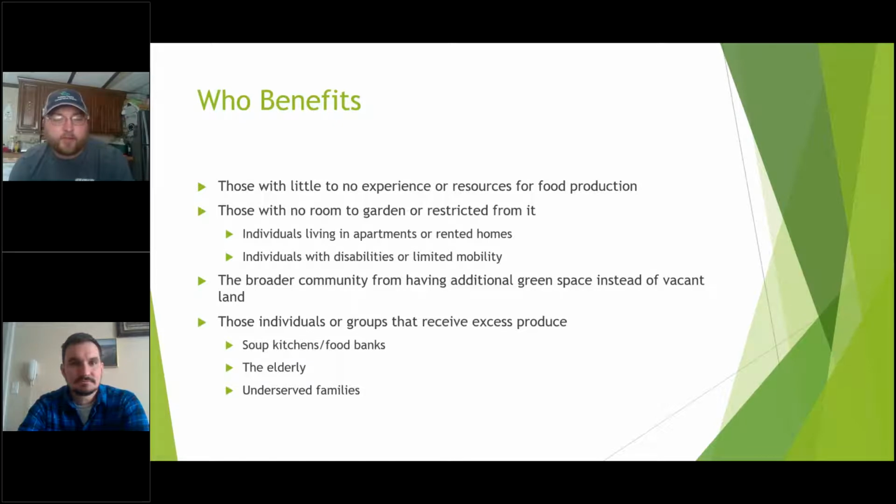Sometimes the food is grown together as a group and then given to soup kitchens and food banks. Sometimes they do door to door deliveries with the elderly. It also helps the people that are underserved in resources. They might not be able to get a garden going by themselves, but with a little bit of help, they can do that and then provide food for their family.